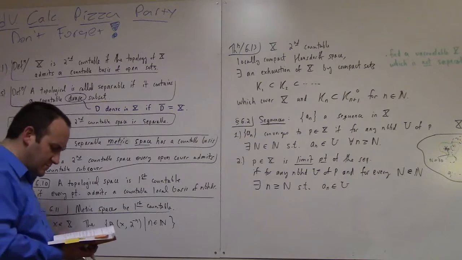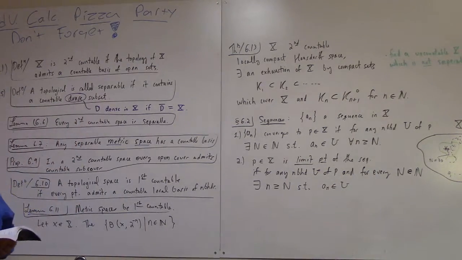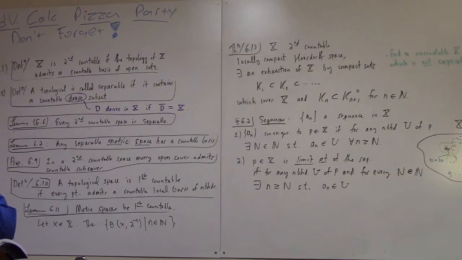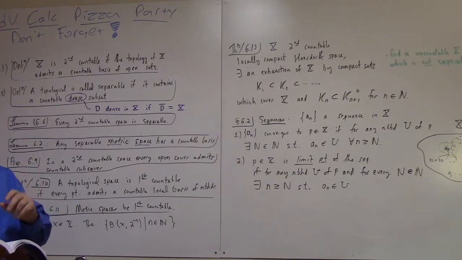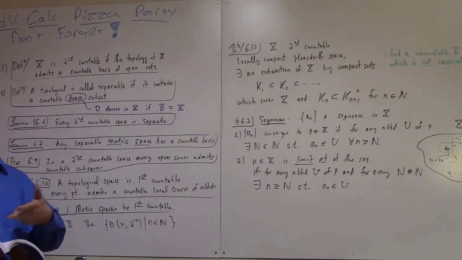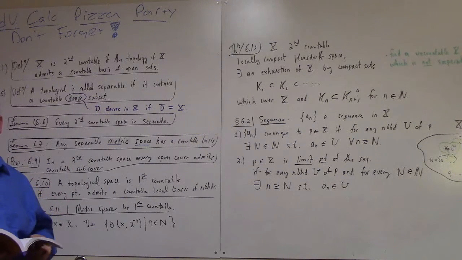Saying a sequence accumulates at P means that P is the limit point. If a sequence converges to P, then it also accumulates to P. So P is the limit point, and the converse is generally false. The converse is what? If it's a limit point, then it converges. Right, because like you said, the plus minus 1 sequence has 2 accumulation points, 1 and minus 1, but it doesn't converge to either.